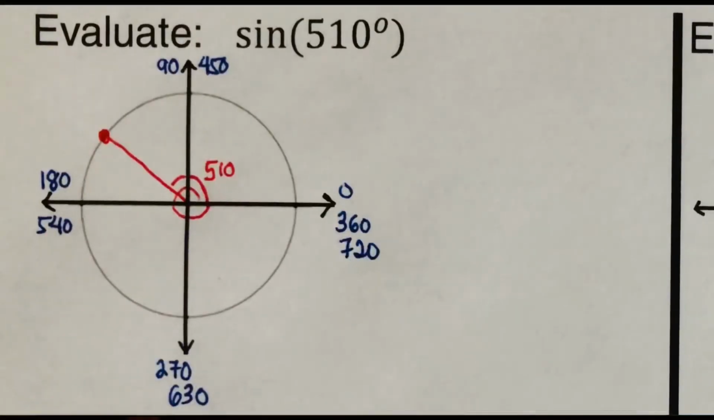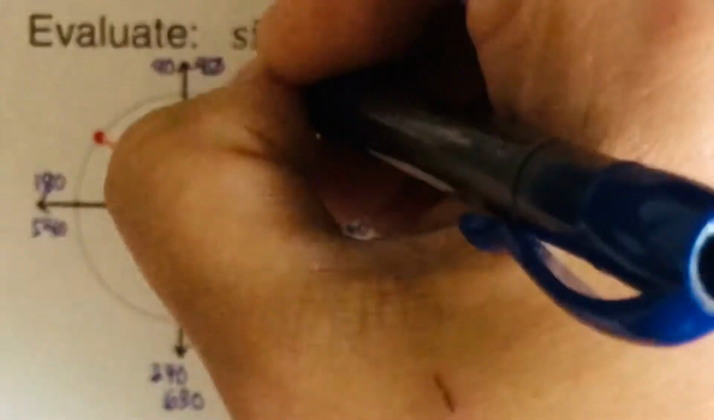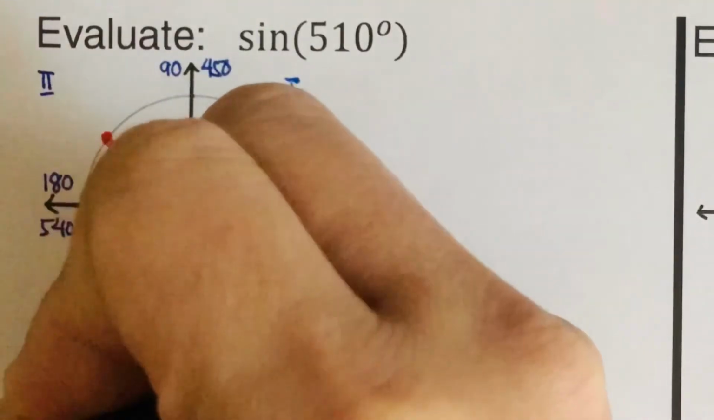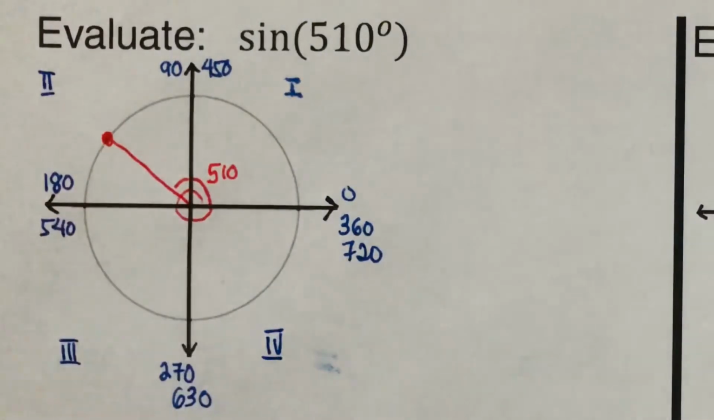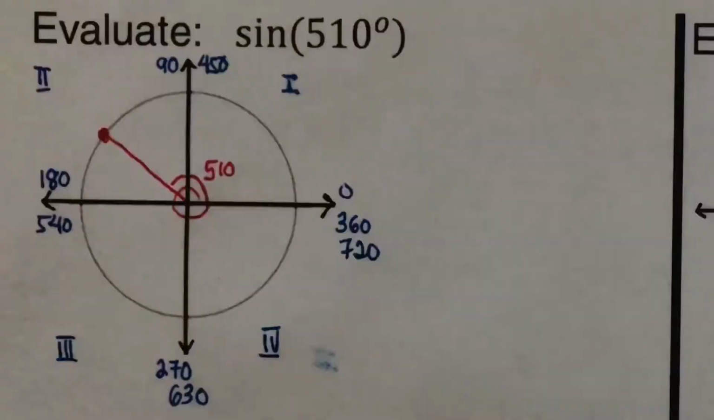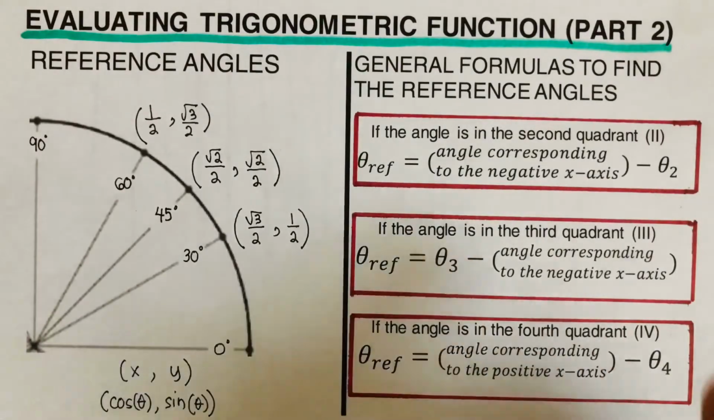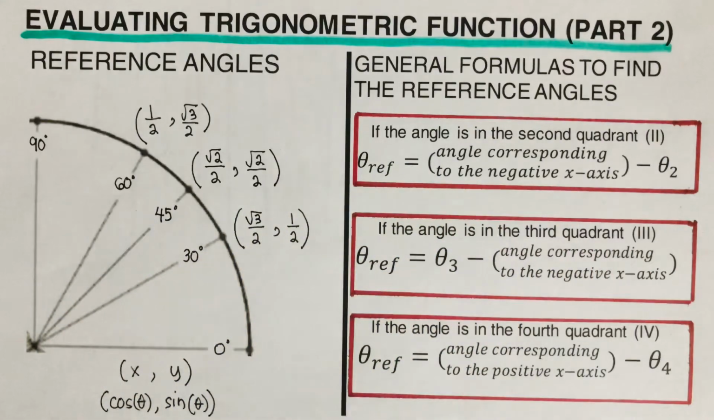The second step is to determine the reference angle. We remember that this is the first quadrant, this is the second quadrant, this is the third quadrant, and this is the fourth quadrant. So 510 is located in the second quadrant. To determine the reference angle, we use the formula for the second quadrant: the reference angle is equal to the angle corresponding to the negative x-axis minus the given angle located in the second quadrant.